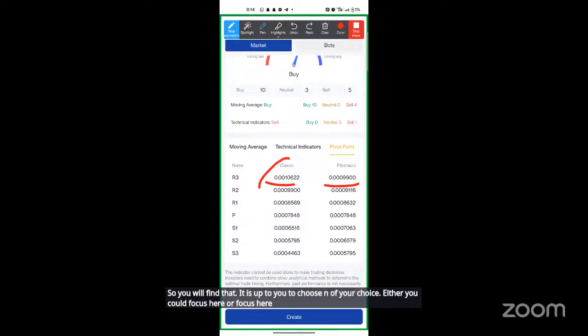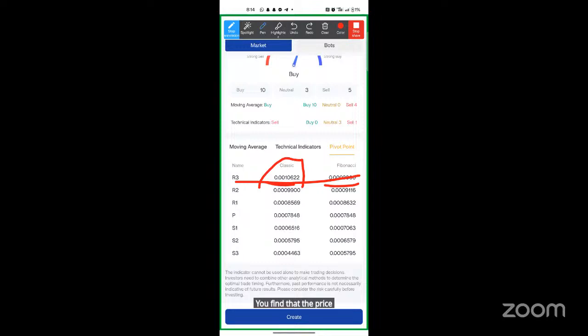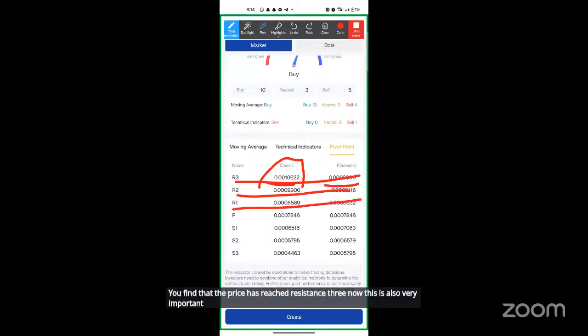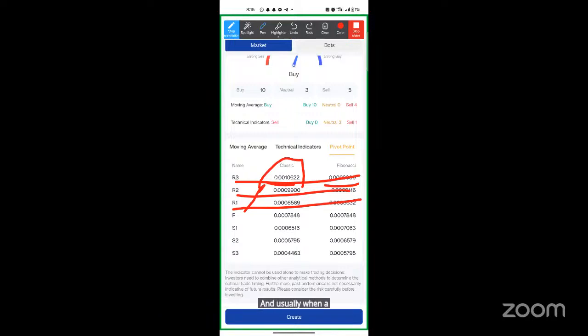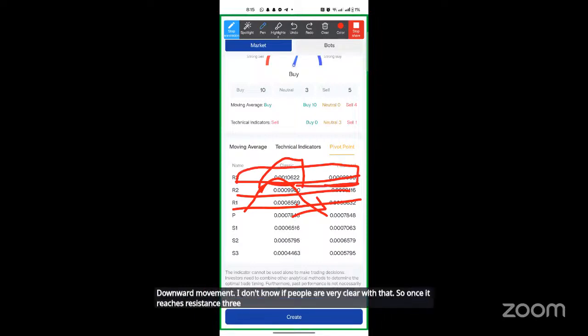But when we look critically, you find that the price has reached resistance 3. Now, this is also very important. When the coin moves from the pivot and reaches resistance 3, it means this coin has been overbought. And usually, when a coin has been overbought, what do we expect? Downward movement. I don't know if people are very clear with that. So once it reaches resistance 3, the coin has been overbought.